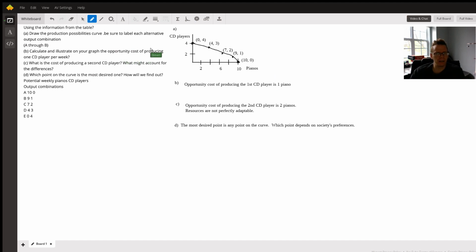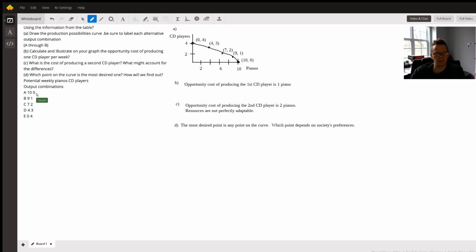For letter A, I went ahead and drew the PPC. One thing to note is that, based on the table that was given, I was assuming the first column referred to pianos and the second column referred to CD players, because pianos was written first and CD players was written second. For that very reason, the graph is constructed the way it is. If those were reversed, then obviously the graph would need to be adjusted. But yeah, they wanted all the points labeled.